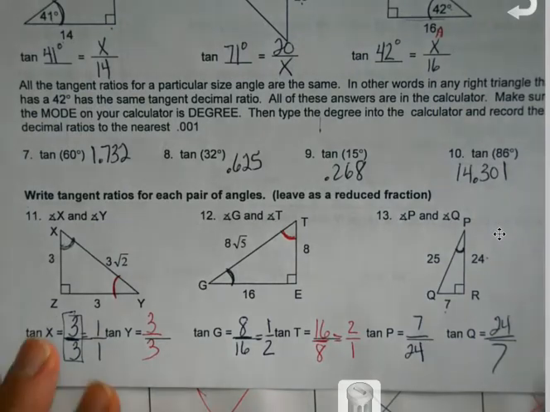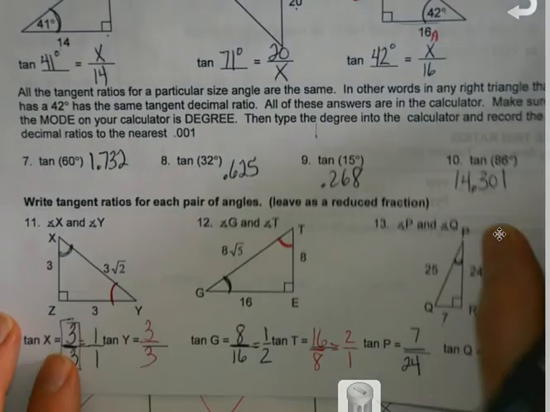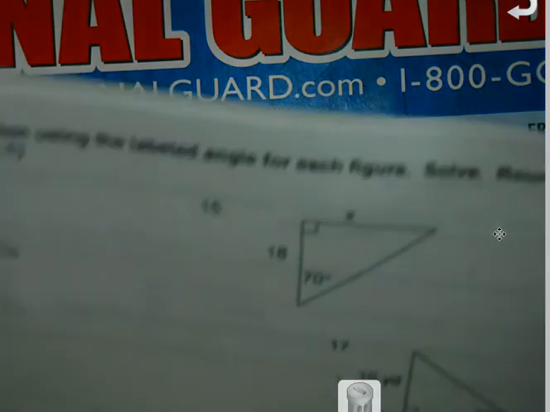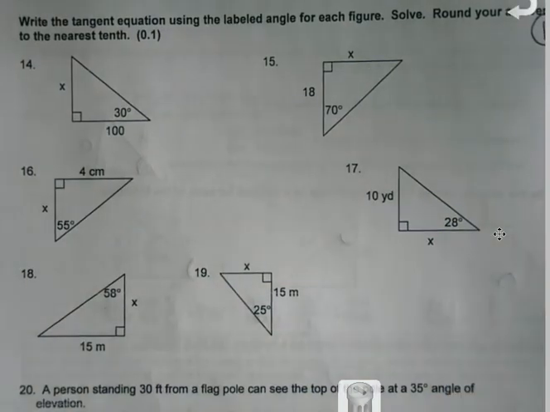You're like, okay, this is easy so far. This isn't bad at all. We'll start challenging you a little more here. All right. Now we're going to write the equation, but we're actually going to solve, and we're going to round our answers to the nearest tenth.